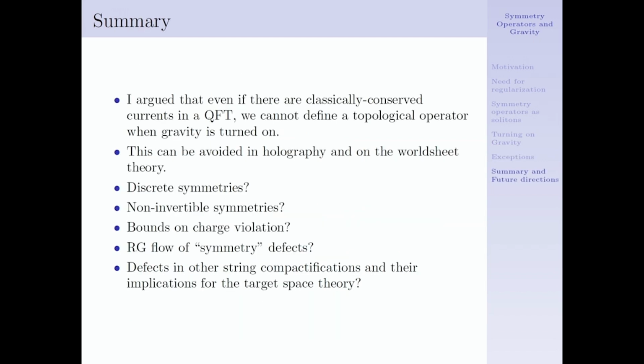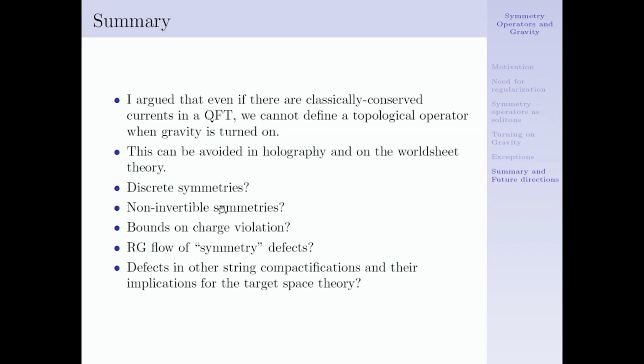So let me summarize. I repeated the first two bullet points a few times, so let me not do it again. Let me mention a few other directions that are interesting to explore. So here, if we focus on zero-form continuous symmetries, the question is, what about discrete symmetries? The basic problem here is that we cannot repeat the analysis because there is no current, so it's not clear how to apply the analysis, but there might be a way to do so. Another question is non-invertible symmetries.